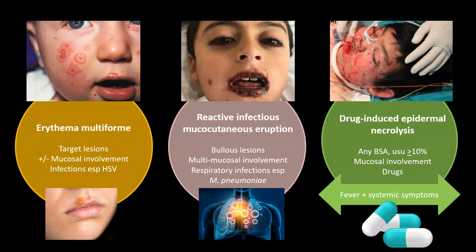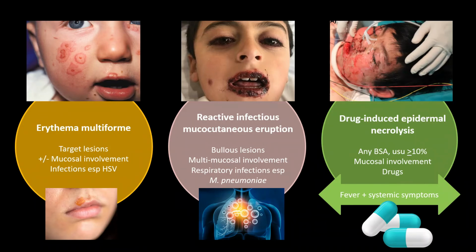When it comes to reactive infectious mucocutaneous eruption, or RIME, which you can see pictured here in the middle, these patients have very impressive blistering of their mucous membrane, so the damp parts of their body, the mouth, the eyes, the genital mucosa, but they don't have a lot of skin involvement. And their trigger is a respiratory infection.